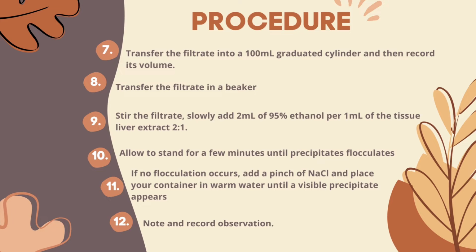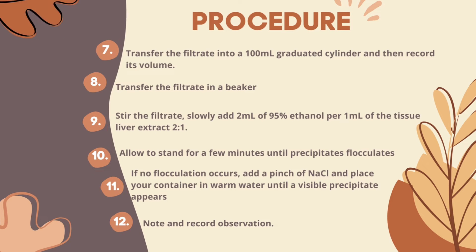Add 2 ml of 90% ethanol per 1 ml of the tissue liver extract. Step 10. Allow to stand for a few minutes until precipitates flocculate. If no flocculation occurs, add a pinch of sodium chloride and place your container in warm water until a visible precipitate appears. Step 12. Note and record observation.